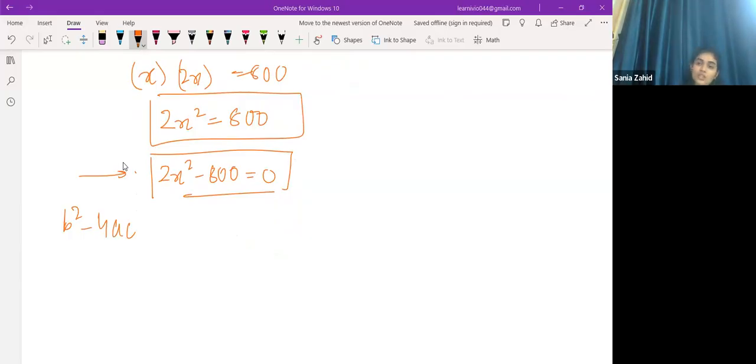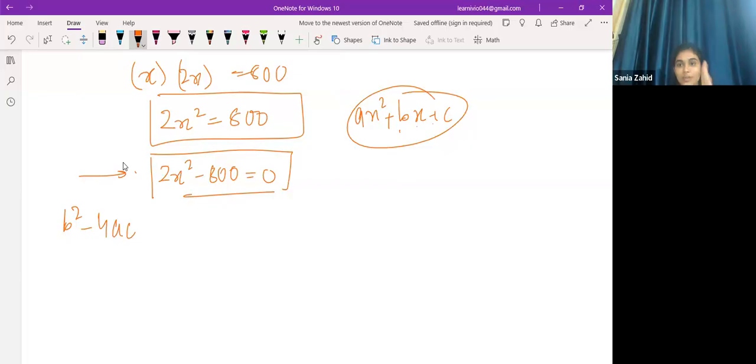General formula is ax square plus bx plus c. So here b is the coefficient of x. Do you have any x over here? I have an x square but I don't have x. x square and x are different things. So I don't have b also, so the value of b is 0.